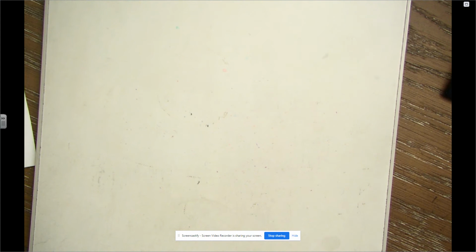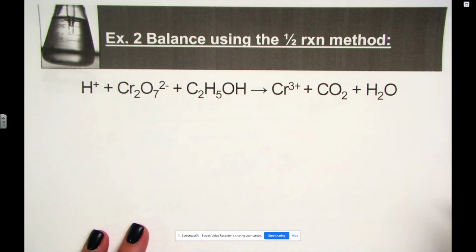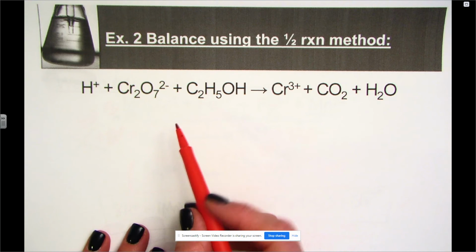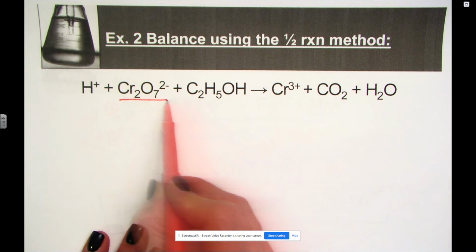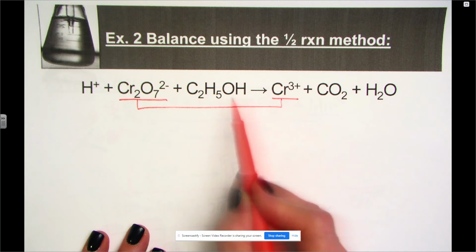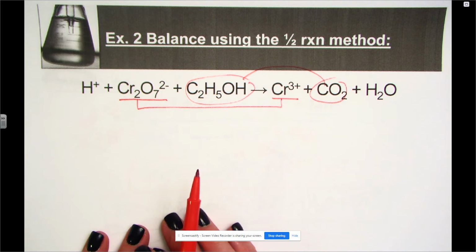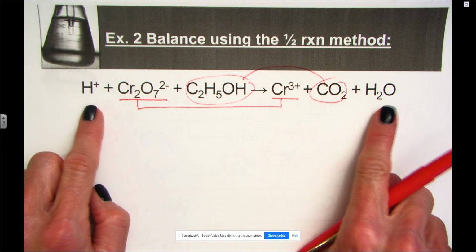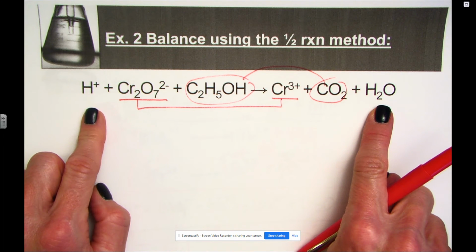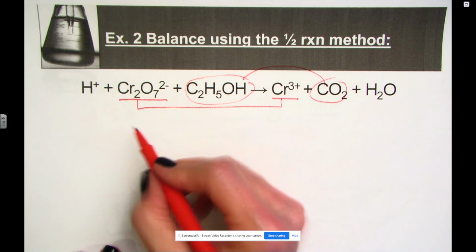Let's look at the second example. Now this one is a little more complicated, but don't let it intimidate you. So you're going to have 2 half reactions. So this has chromium in it, and on this side there's chromium. So this is going to be one of our half reactions. This has carbon in it, and this has carbon in it. So this is going to be our other half reaction. Notice the hydrogens and the waters we kind of ignore, but keep in mind we add those back in anyway, so they're going to come back into the picture during the balancing. So let's do our half reactions.